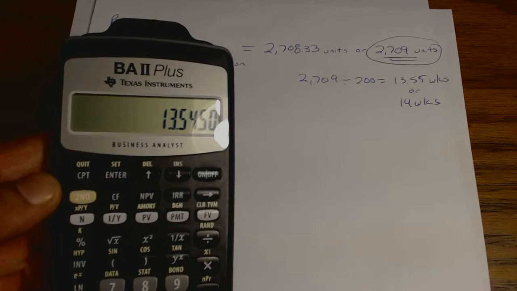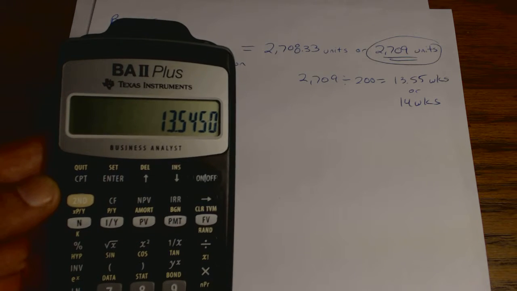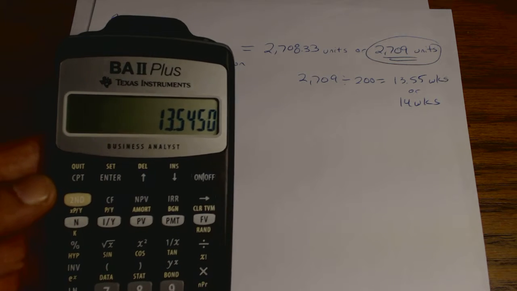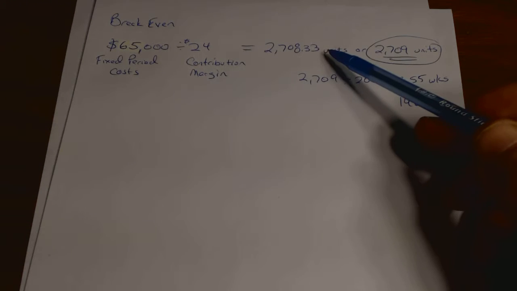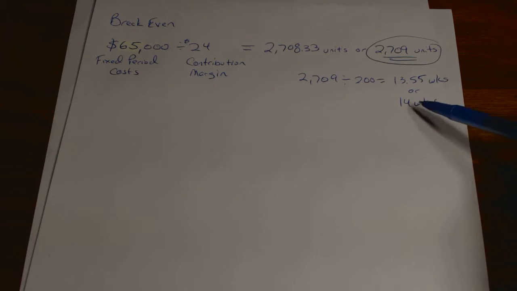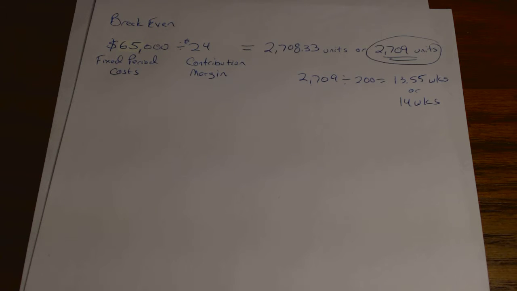Typically, break even is the number of units, because remember, it's your fixed period cost divided by your contribution margin per unit, and that gets you the number of units it would take to break even. But it's a simple calculation to figure out how many weeks, because they told you that there was 200 units per week. So that's the answers, even the ones they weren't asking for.